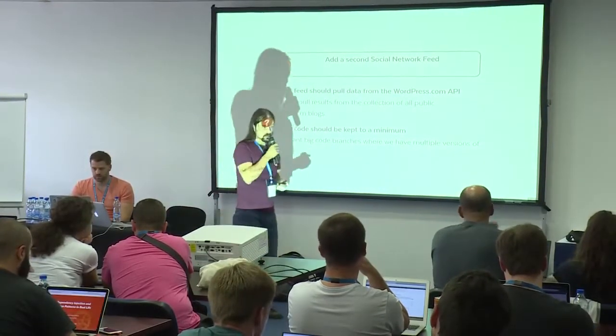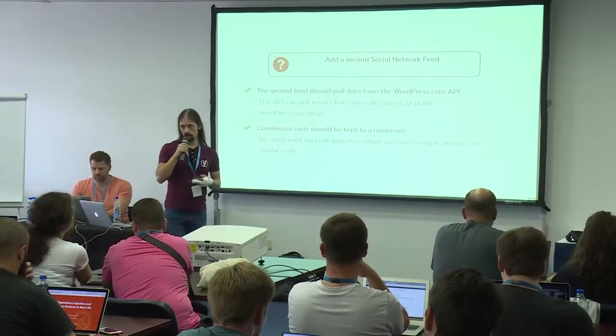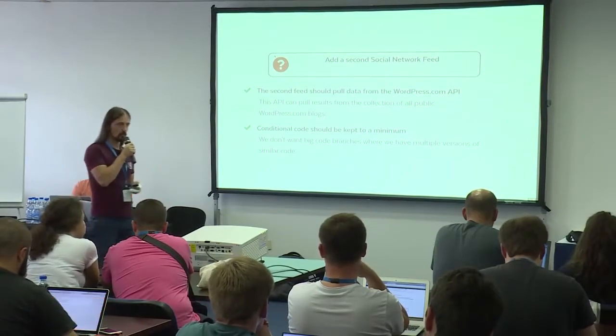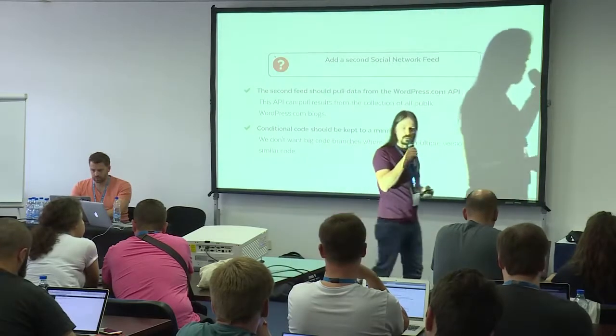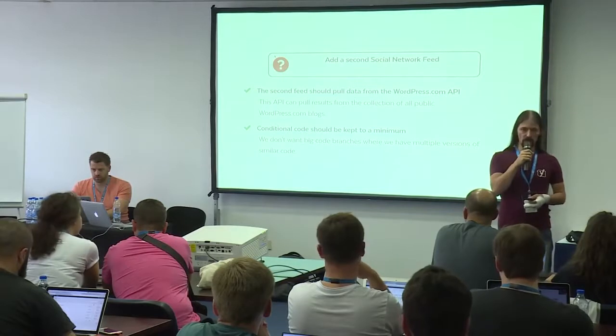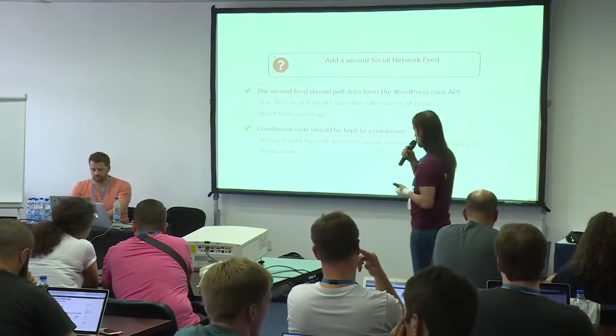The second feed should pull this data from WordPress.com, and we want to have the conditional code be kept to a minimum. So we don't want to have a big if-else clause where we basically duplicate the entire code path for doing the remote request and do it once for Twitter and once for WordPress.com. We want to be smart about this.